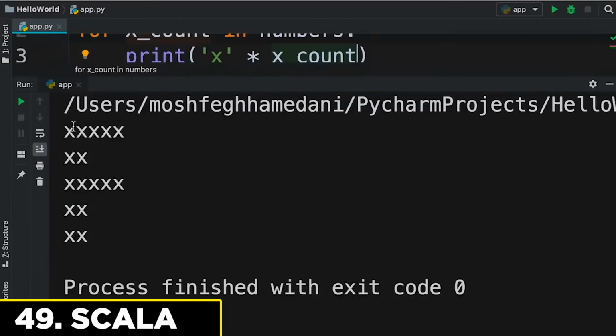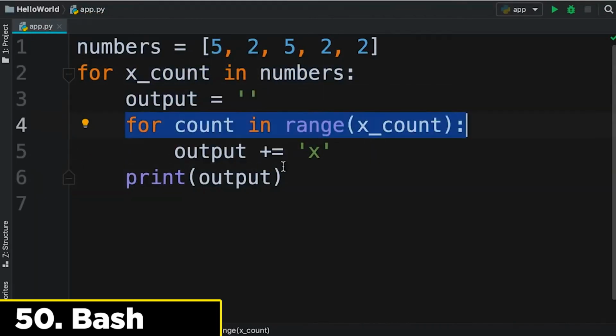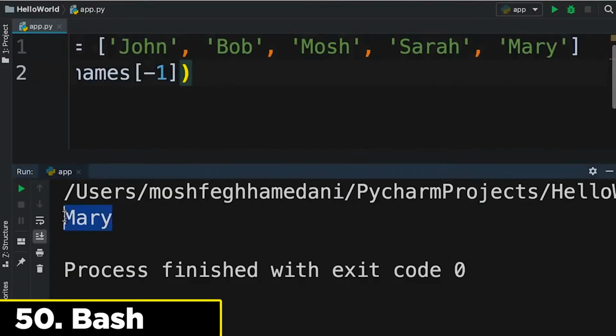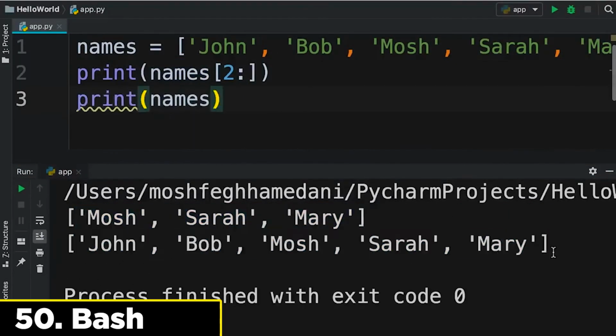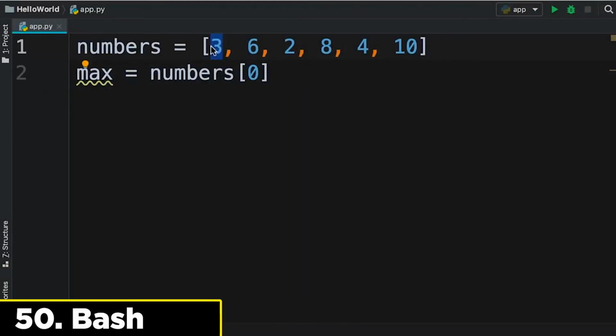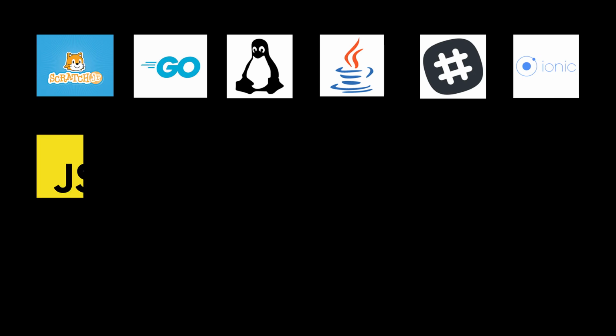Here at number 50, we have Bash. Bash is a command language within Unix that interacts with an operating system. This language is super versatile and quite useful for making systemic changes. That is a lot of coding languages for just one video.